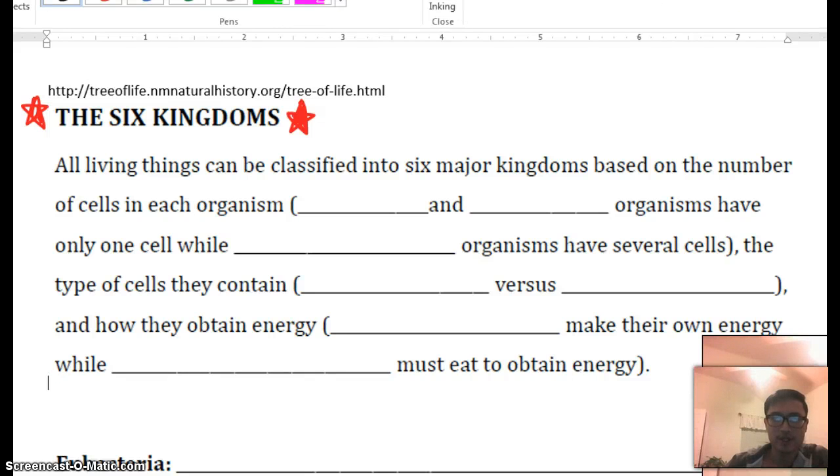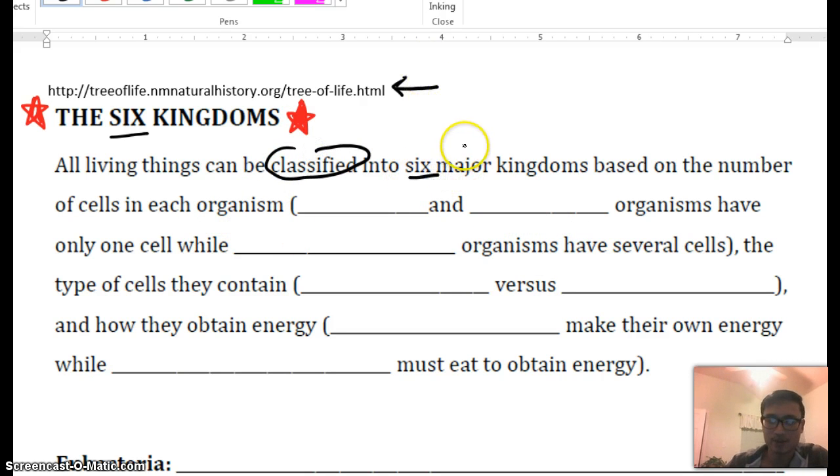Alright, so in the previous video we talked about taxonomy and we kind of set ourselves up for the 6 kingdoms. Now, there's this great website that I want you guys to perhaps type in another little tab, and we're going to visit it in a little bit. But first, let's talk about how things can be classified in the 6 major kingdoms.